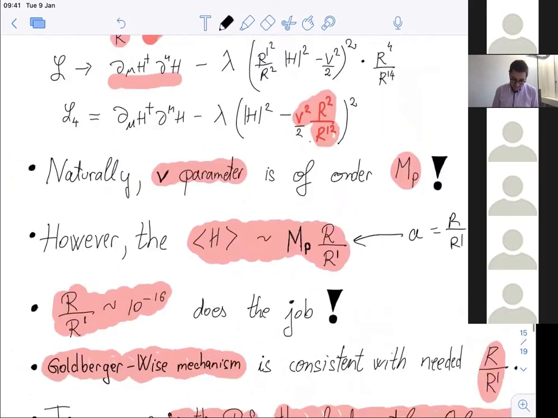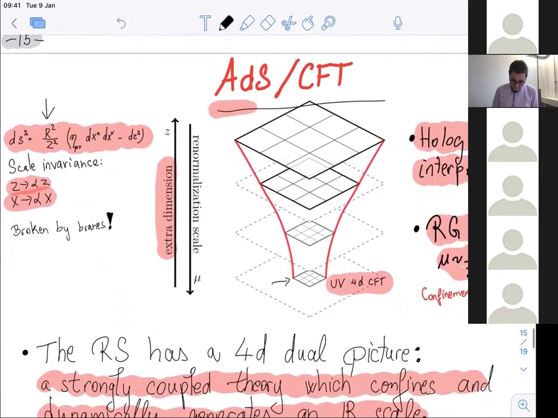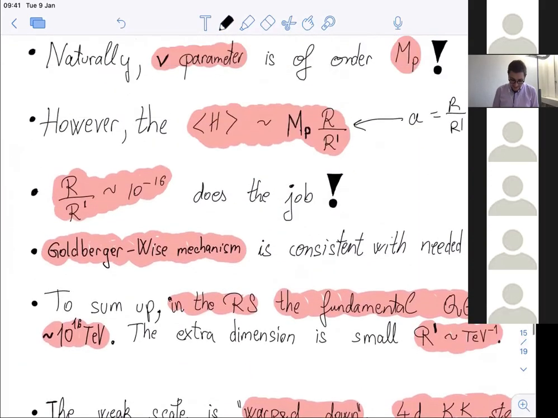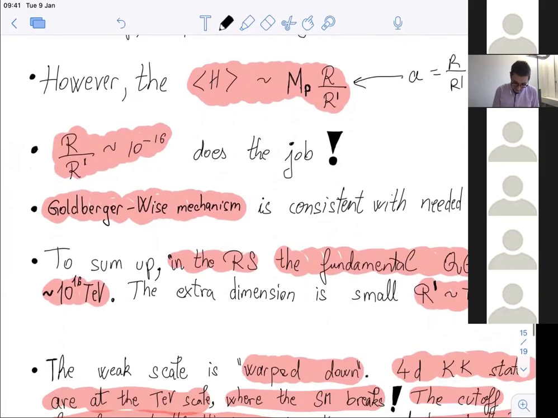Okay, but doesn't that just shift the fine-tuning problem from the Lagrangian parameter to this extra dimension? Exactly, and this is solved by the Goldberger-Wise mechanism. It's a mechanism which makes this R over R prime natural, the ratio of these to be 10 to the minus 16.